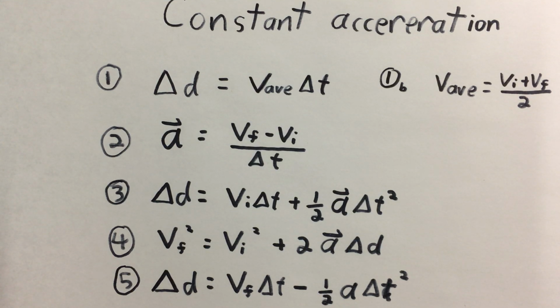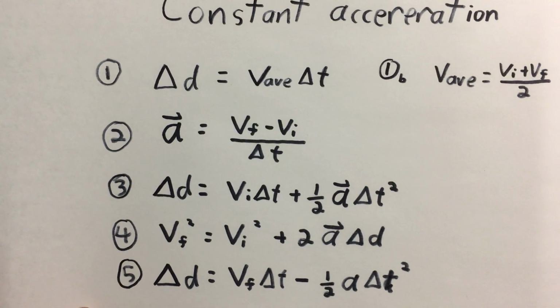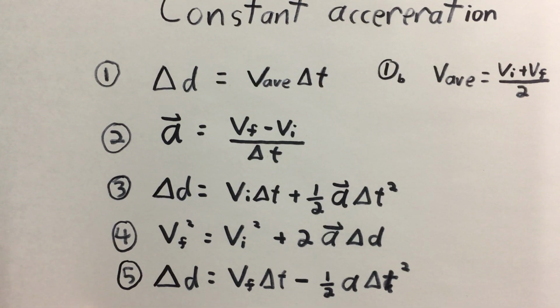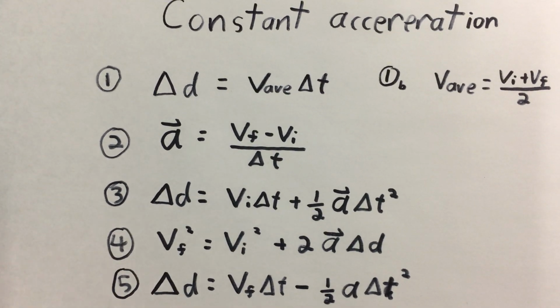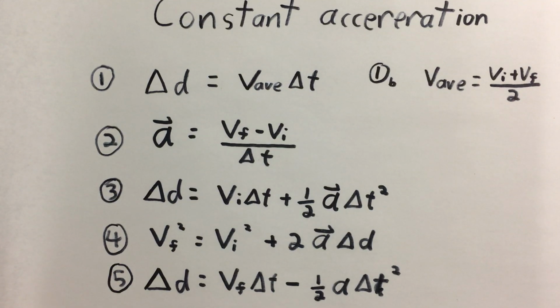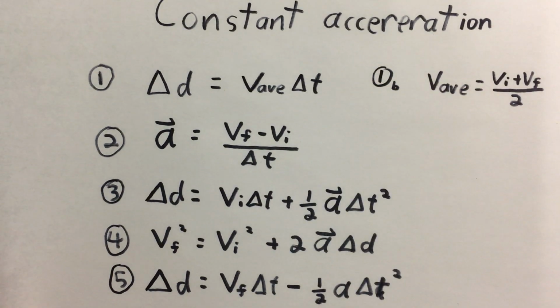Okay, I'm going to show you how to solve some kinematics word problems here. This is all going to be motion in one dimension with constant acceleration. I'd like to invite you right now to pause the video and copy out these 5 equations. There's actually 6 because I put that one as 1b.